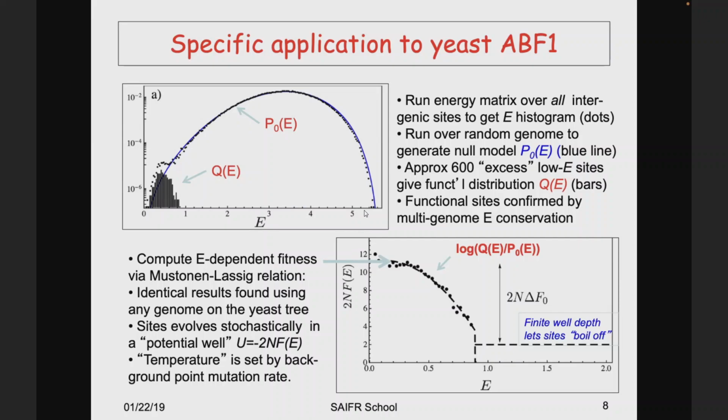If you've done a quantum mechanics course, you have an energy, you have a potential which is flat, and then it has a little region where it has a well, and particles like to be trapped in this well, right? Well, that's exactly what's happening to these binding sites. They're trapped in this fitness well, and they wander around in it. And the wandering around is driven by the random mutations that occur.